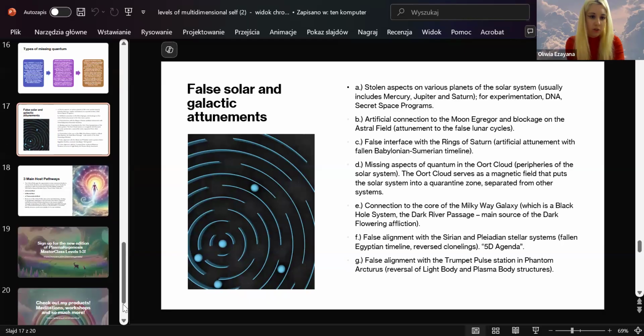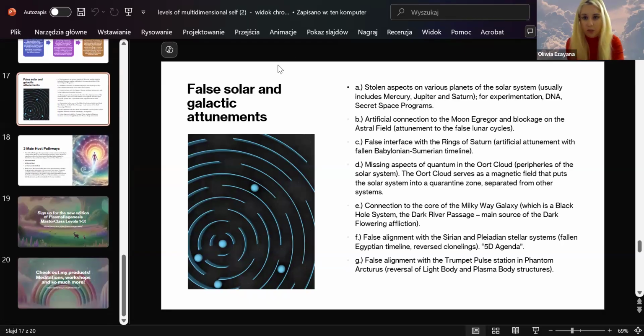Those are the general distortions that we might be holding on a collective level. Very often there's different aspects of us that are stuck on various planets of the solar system. There's a lot of experimentation and DNA hijacking taking place there, especially on planets such as Mercury. Mercury is where there's a lot of experimentation with the heavy metals. We've got Jupiter and Saturn, same case.